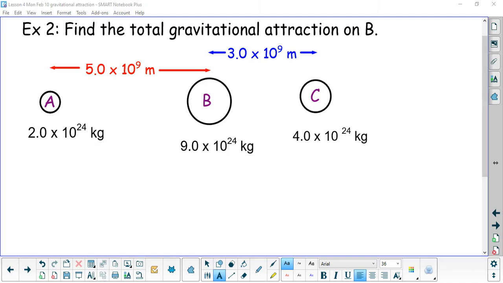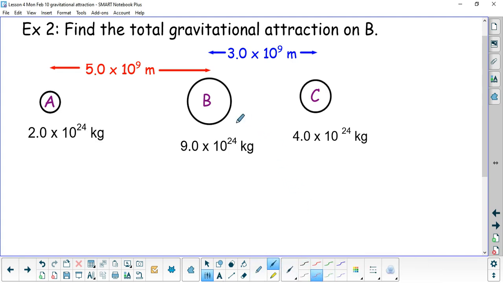So our problem here is that we have three objects, A, B, and C, and we're going to try to find the total gravitational attraction on B. Now, when we consider that, you have to remember that they're going to be affected differently, right? I've got three different masses, different distances between them, but I'm trying to think of what is the overall effect on the middle one. So I want to consider that.